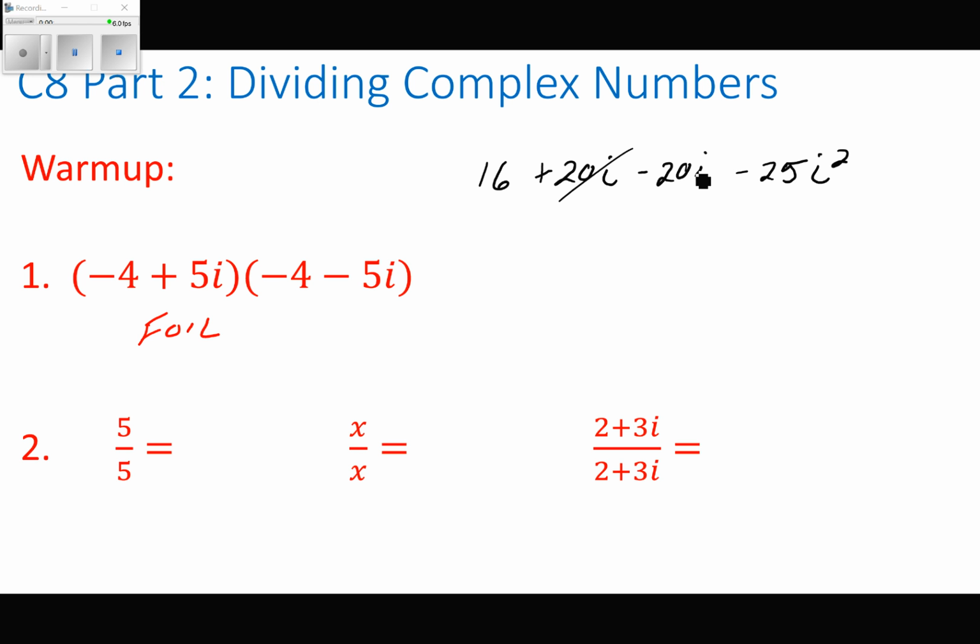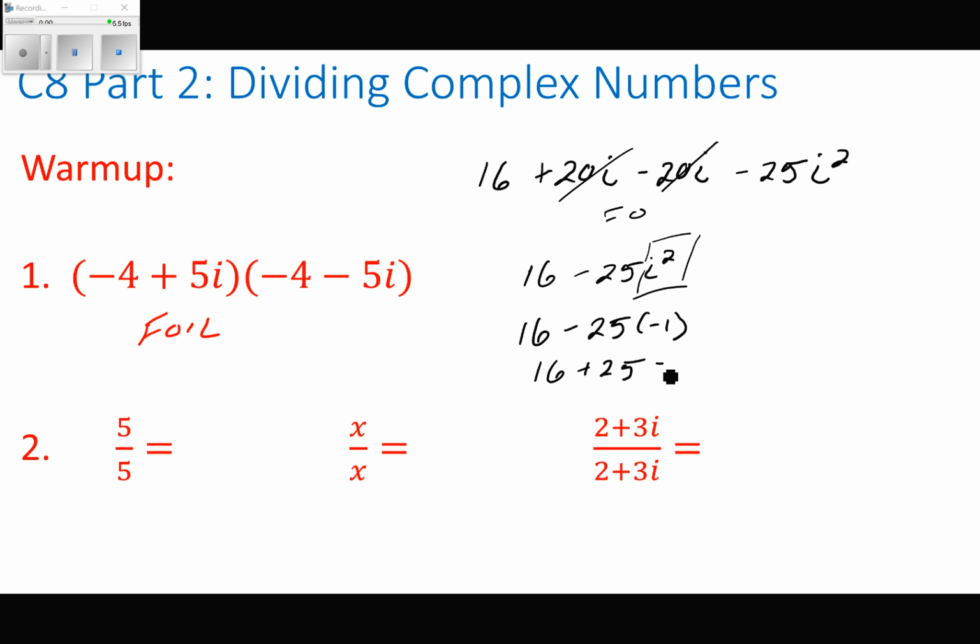We can see that these are opposites, so those are going to combine to get 0. So I have 16 minus 25i squared. What is i squared again? -1, okay? And we need to know that. i squared is -1. So this becomes 16 minus 25 times -1. So it becomes 16 plus 25. What's 16 plus 25? 41.